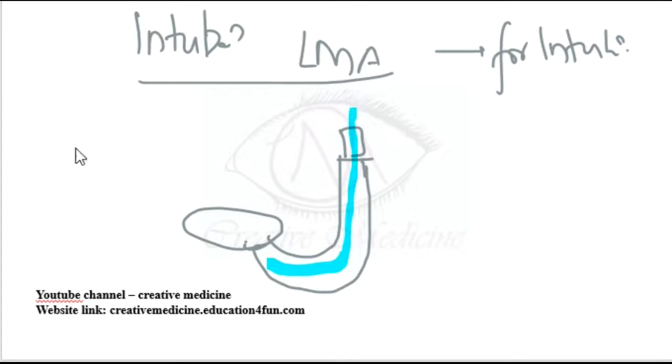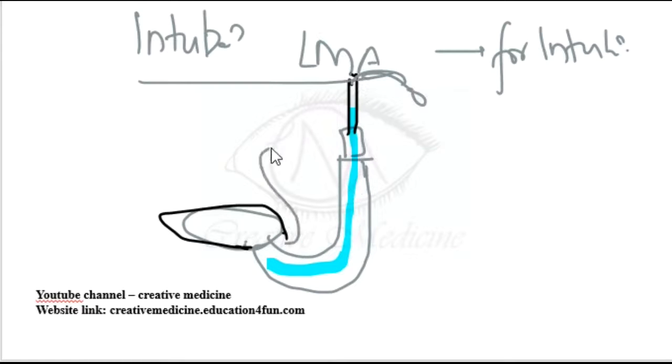Laryngeal mask airway intubation. Here, a laryngeal mask airway is present, and there is also an intubating tube. Because of this hollow, an intubating tube can be passed through it, and intubation can be done through this laryngeal mask airway. So this is the intubating laryngeal mask airway. It has an intubation tube in the middle. We can do intubation through it, and it is a laryngeal mask airway.